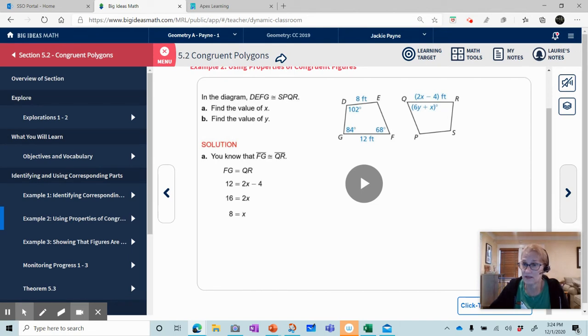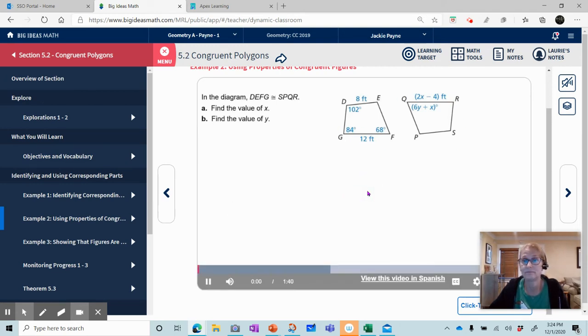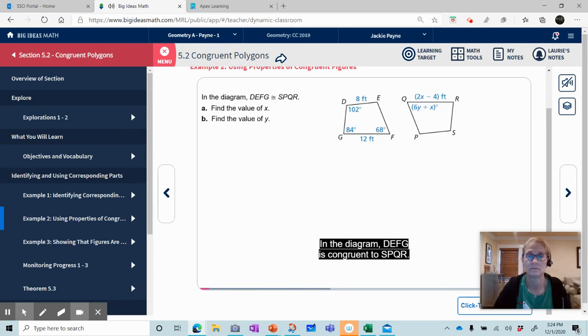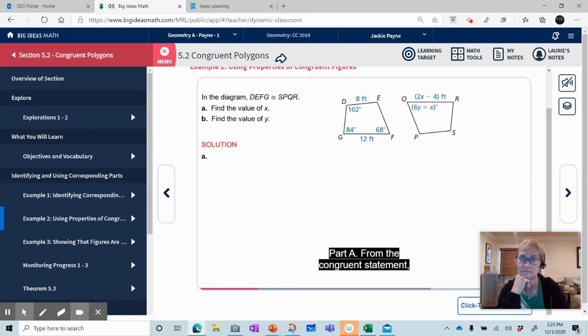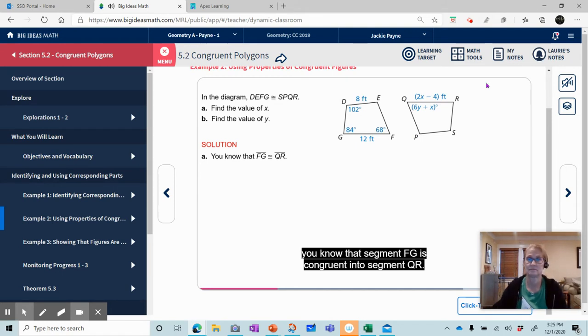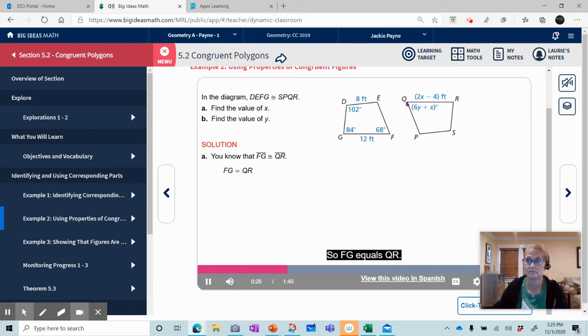Now, the properties of congruent figures mean that if it's in the same place and it's the same size, then we can use it to solve problems. So here's an example of that. In the diagram, DEFG is congruent to SPQR. Part A, find the value of x. Part B, find the value of y. Solution. Part A. From the congruence statement, you know that segment FG is congruent to segment QR. So FG equals QR. Substitute 12 for FG and 2x minus 4 for QR.